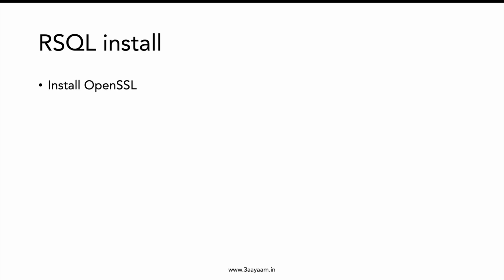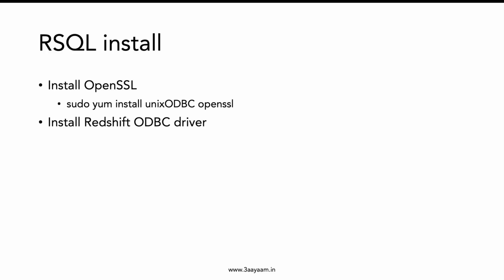The high level steps are, first you'll have to install OpenSSL and Unix ODBC. This is the command: sudo yum install unixODBC openssl. After this is done, we'll have to install the Redshift ODBC driver. If you remember, I had told you that if you are using any command line interface, you'll have to install the ODBC driver. Without an ODBC driver, you cannot use the command line interface. That's why we'll have to install the Redshift ODBC driver. After that, we'll have to set some environment variables, and then we'll have to install RSQL.